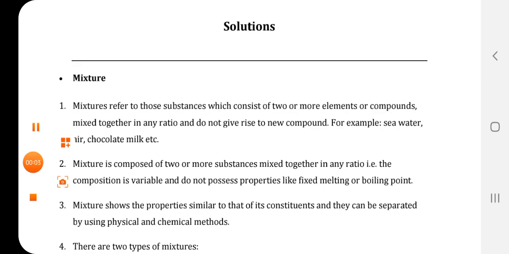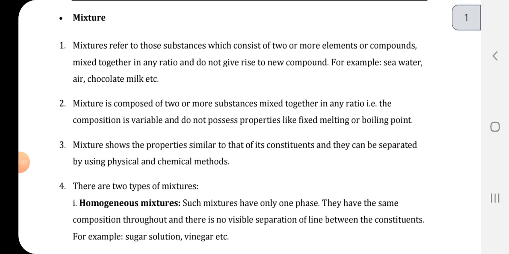In this video lecture, we will cover a new chapter of chemistry, that is solutions. So let's begin with the chapter.